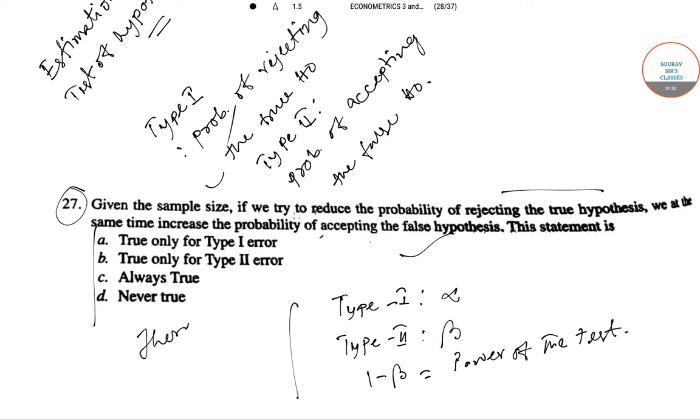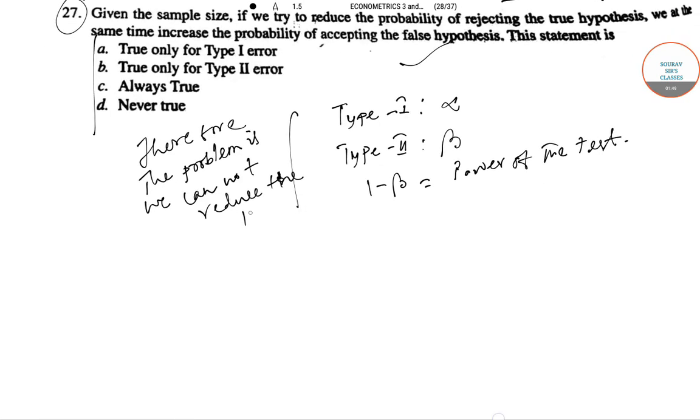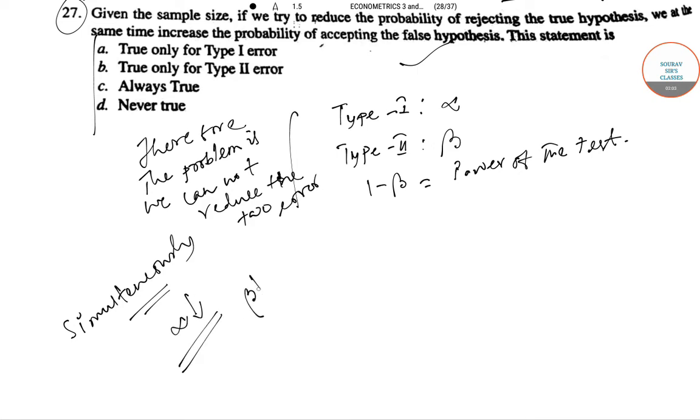Therefore, the problem is we cannot reduce the two errors simultaneously. And that is precisely the problem. We first give priority to reduce the type 1 error. Therefore, the type 2 error beta increases. So, this statement is true. Option C is the correct answer.